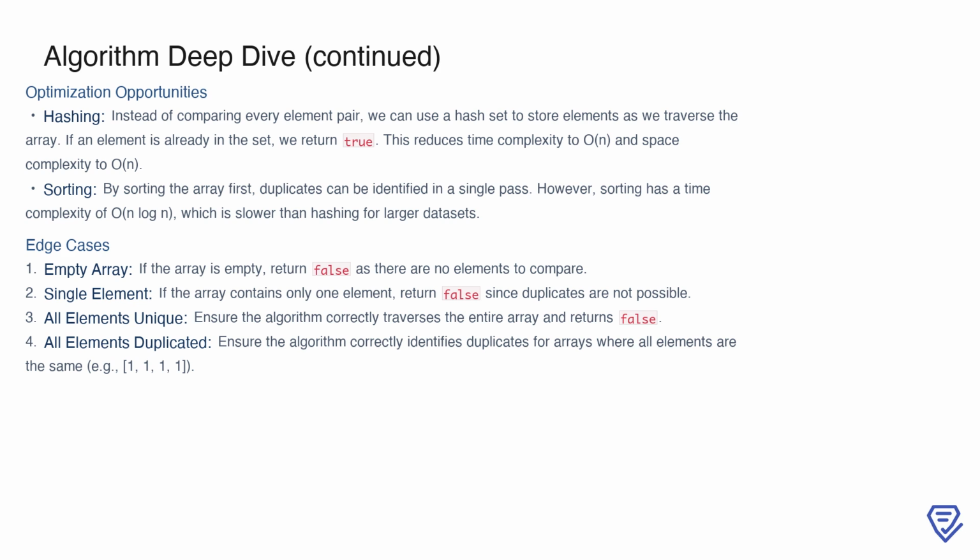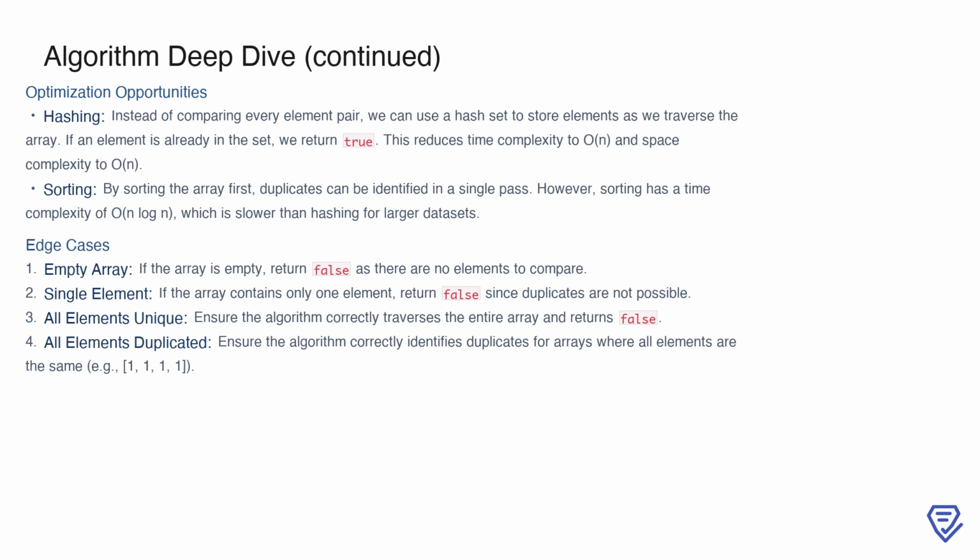One popular optimization involves using a hash set. By traversing the array and storing each element in the set, we can check for duplicates in constant time. If an element is already present in the set, we return true. This approach reduces the time complexity to O(n), though it requires O(n) additional space.